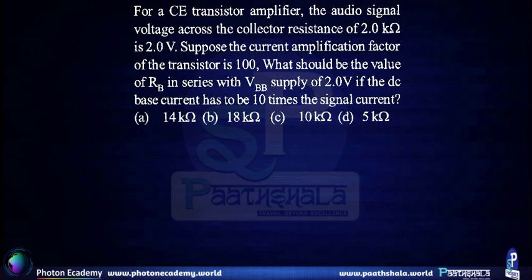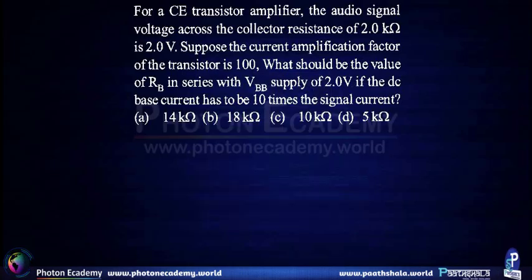For a common emitter transistor amplifier, the audio signal voltage across a collector resistance of 2 kilo ohms is 2 volts. Suppose the current amplification factor of the transistor is 100. What should be the value of RB in series with VBB supply of 2 volts if the DC base current has to be 10 times the signal current?